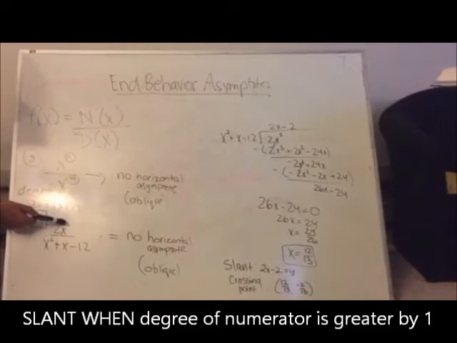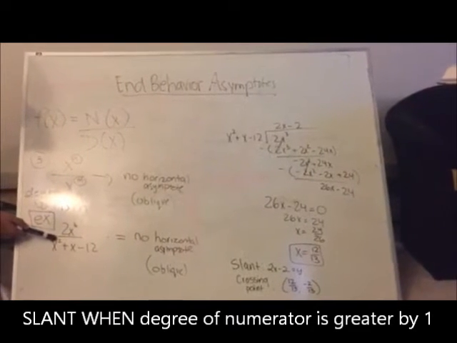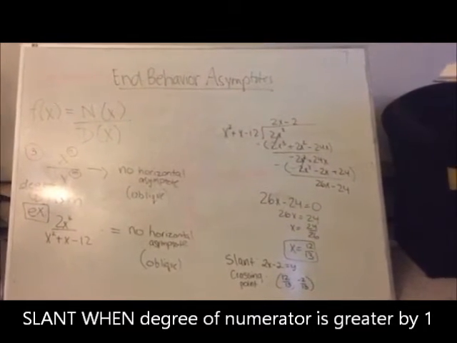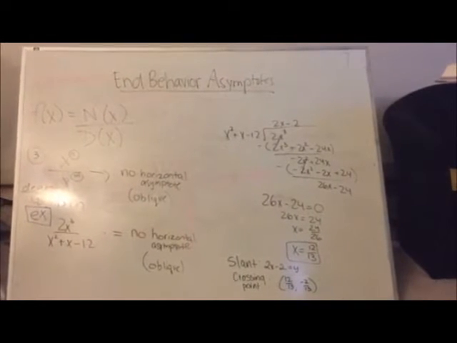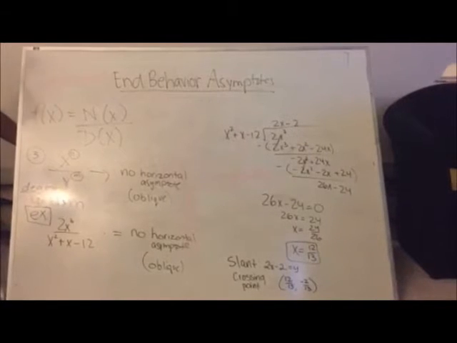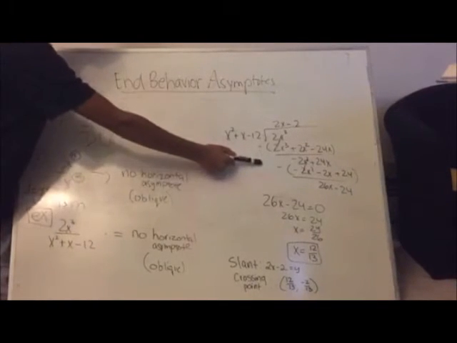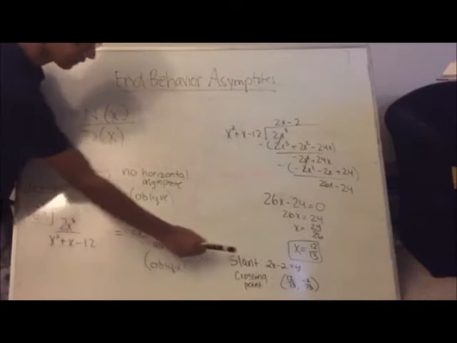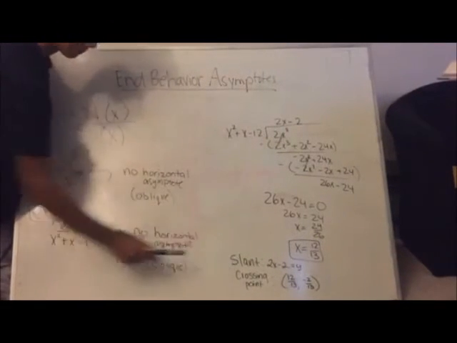So, for our example, 2x raised to the third over x squared plus x minus 12, clearly the degree of the numerator is greater than the degree of the denominator. So we have no horizontal asymptote. In order to find the equation of the slant asymptote, we'll be doing polynomial long division. When we do this, we'll find the quotient to be 2x minus 2. This will be the equation of our slant asymptote.